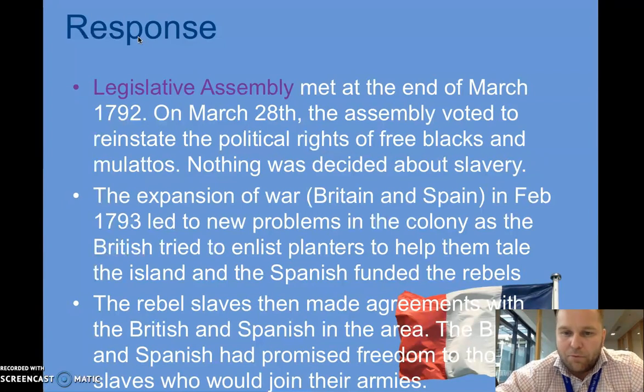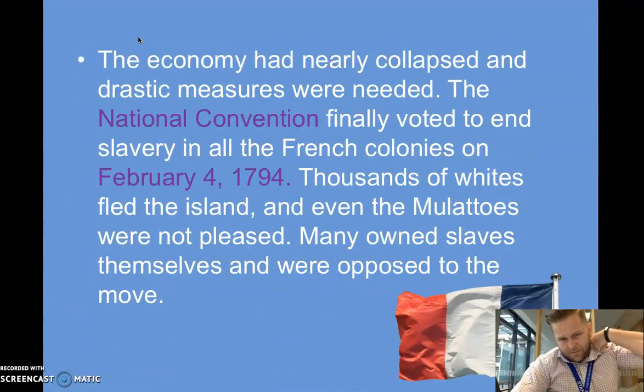Now, let's not forget that Britain and Spain have their hands in many pies, including this region of the world. So they actually try and enlist planters to help them take the island, and the Spanish help fund the rebels. The rebel slaves actually made formal agreements, as I said, with the British and Spanish. Okay, the British and Spanish did not want their own slaves to be free at this point in time, but they definitely realised that it would be a threat to France's economy. Okay, and make those internally within France itself respond. So the economy almost collapses.